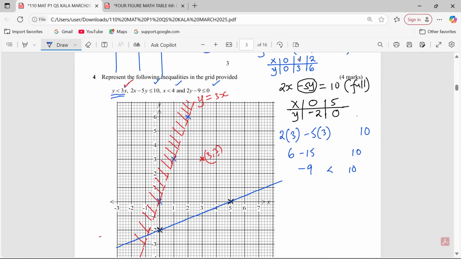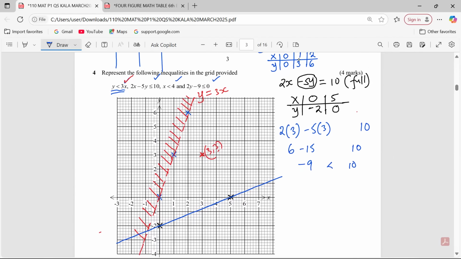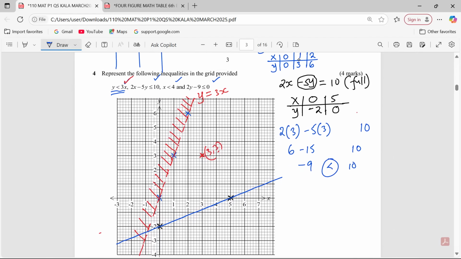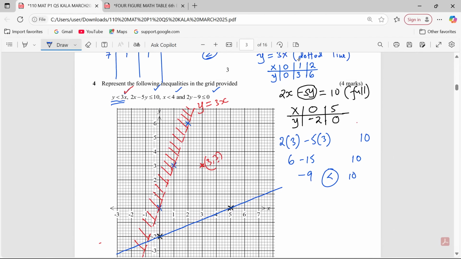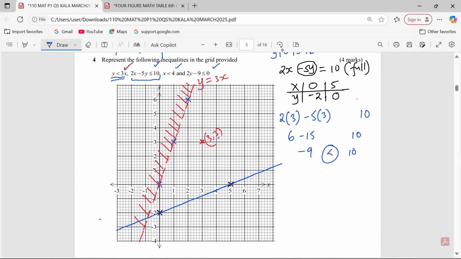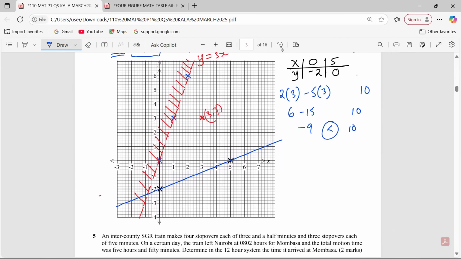And so this means that the coordinate that we have picked, because we are getting less than, and according to how the inequality has been written, the same sign has been used, then it means the coordinate that we have picked is on the right side. And so we shade the other side, because the coordinate that we've tested is on the right side.